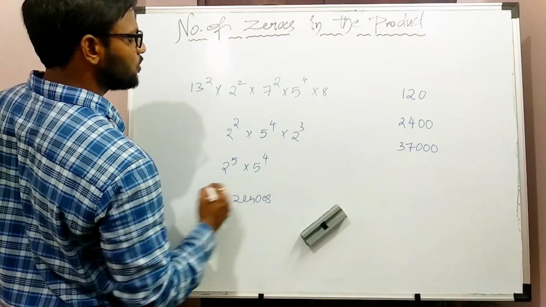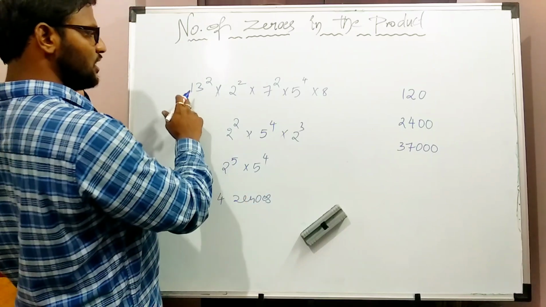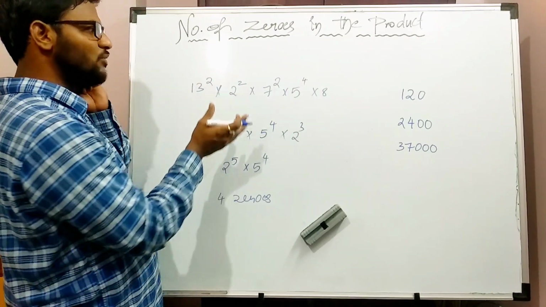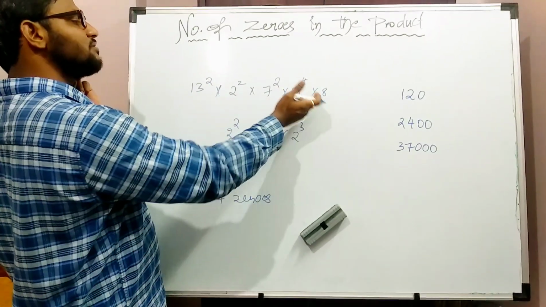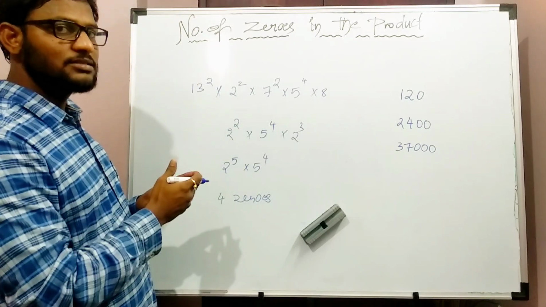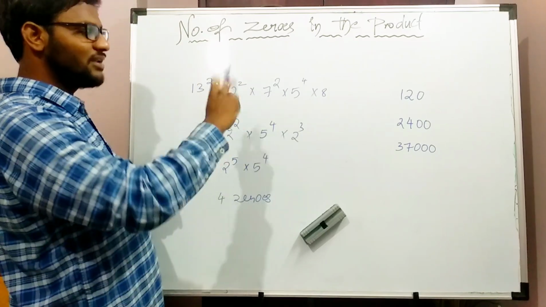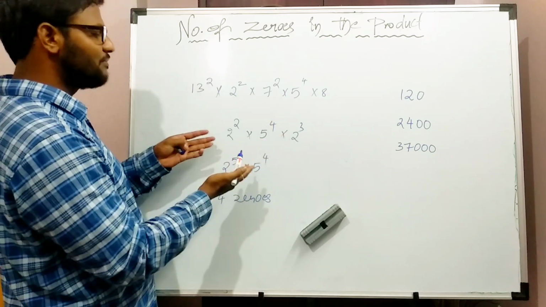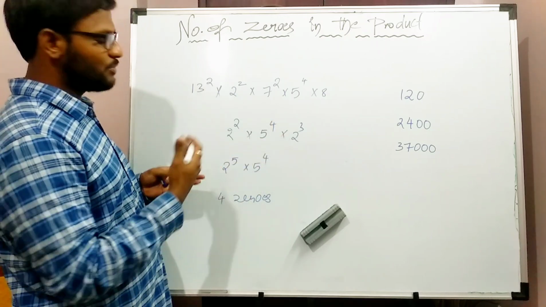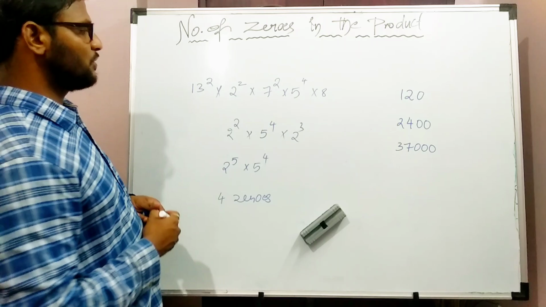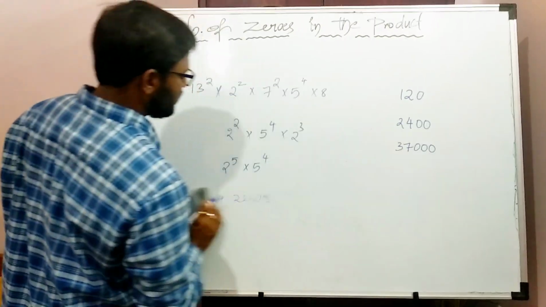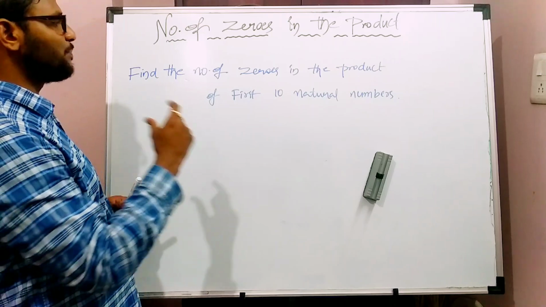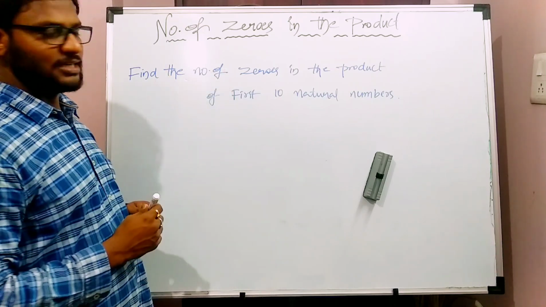Okay. So before writing the number of zeros, you have to see each and every number. If the number is a prime number, no need to find. But sometimes they may give even numbers or composite numbers. If you write the composite number as a product of prime numbers, the number of 2's or number of 5's may be increased. Okay. Next question is, find the number of zeros in the product of first 10 natural numbers.